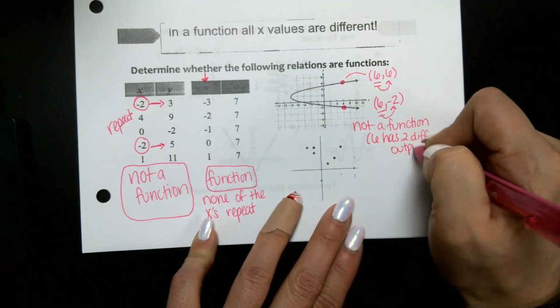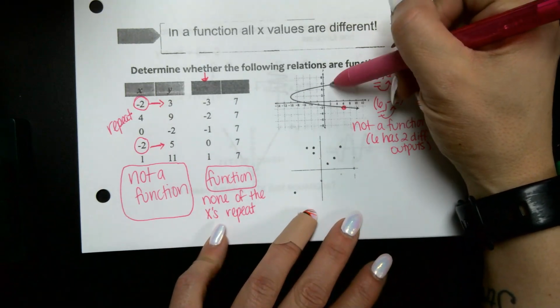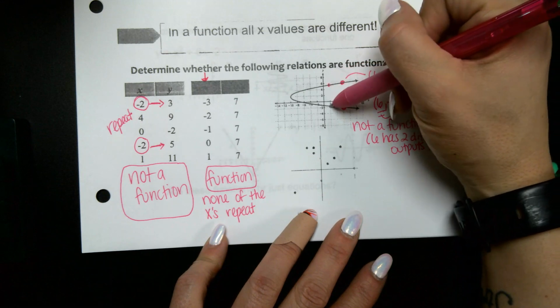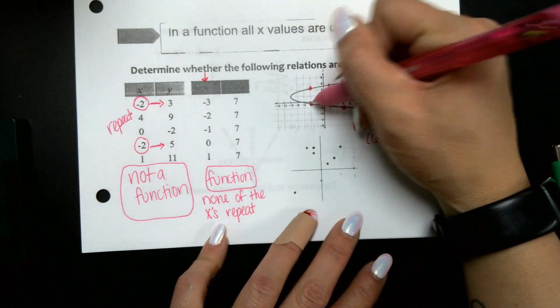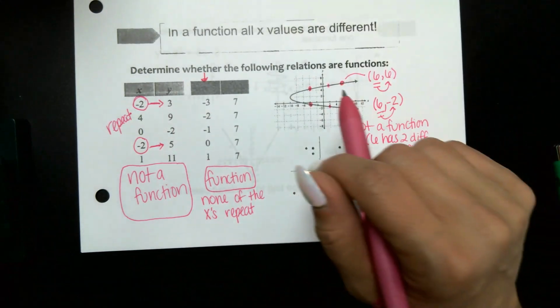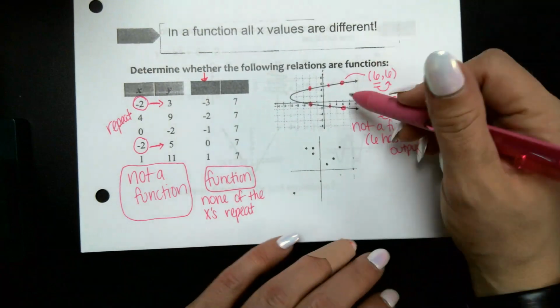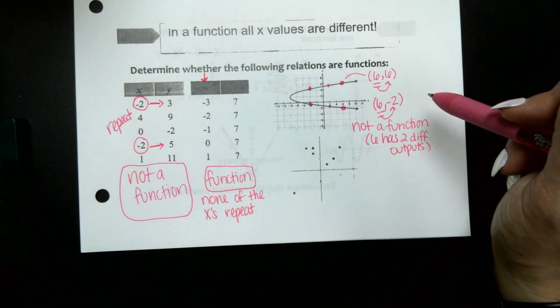I mean, you could have picked other places too. Like it would have happened here at the 2. I mean, obviously this would start with 2 and this would start with 2. This would start with -4 and this point would start with -4. So there's several places where you would have repeating x values. I just happened to show you guys those two because I could see the whole numbers.